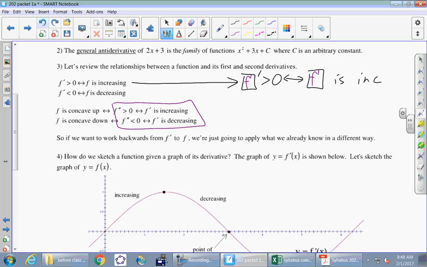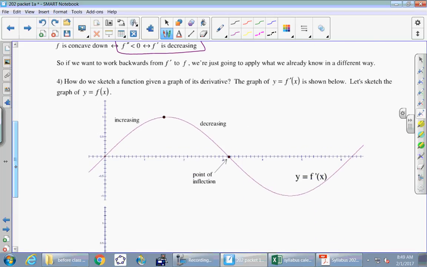There's a leap there. That stuff in the box is not as intuitive to me as the rest of the stuff we talked about. Increasing, decreasing for f, I'm all over it. Concavity for f, I got that too. But the relationship between f prime and f double prime, I really have to think about that. I have to pause. Okay, so if we want to work backwards from f prime to f, we're just going to apply what we already know in a different way. Let's give it a shot.